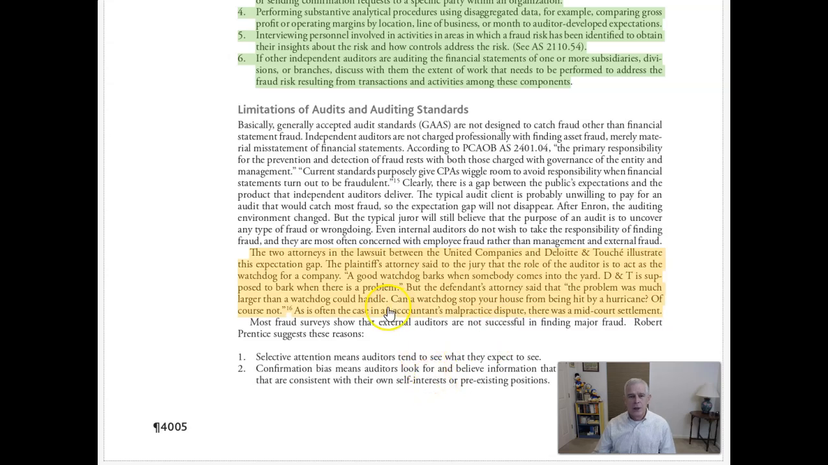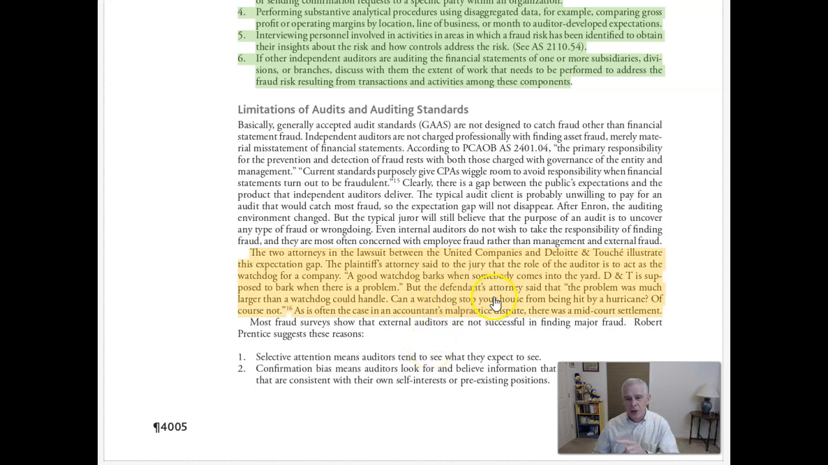And this one down here, this is what I was talking about earlier, the expectation gap. This is a lawsuit: United Companies and Deloitte & Touche. A lawsuit with two attorneys involved. The plaintiff's attorney said to the jury, the role of the auditor is to act like a watchdog for the company. A good watchdog barks when somebody comes into the yard. Deloitte & Touche is supposed to bark when there is a problem. So that's the plaintiff's attorney. It's out there. I mean, they expect us to find that fraud.